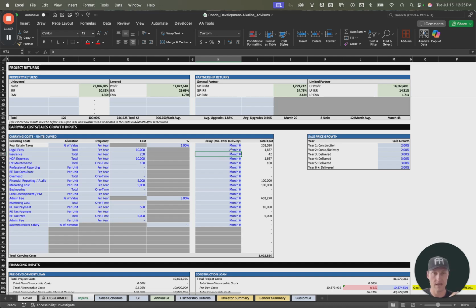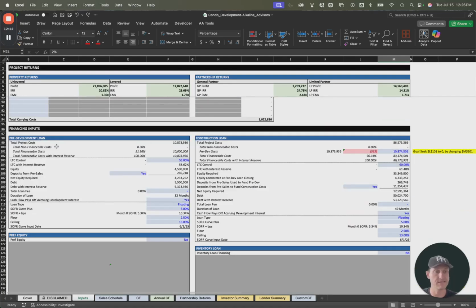So right now we're saying upon delivery of these units, we're going to start paying immediately. But if you want to delay by 6 months, 12 months, you name it, you can do so here. Then we have sale price growth. So we're going to be trending the units up on an annual basis based off of a percentage figure, which you can allocate here. Is it 2% year 1, 2% year 2, 3% year 3, build it all the way up to year 6 plus.